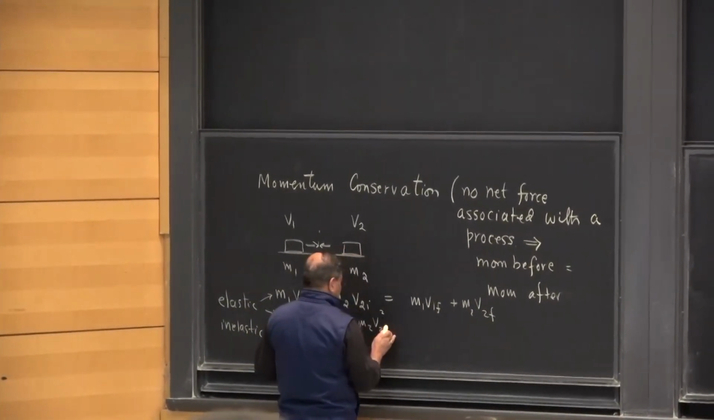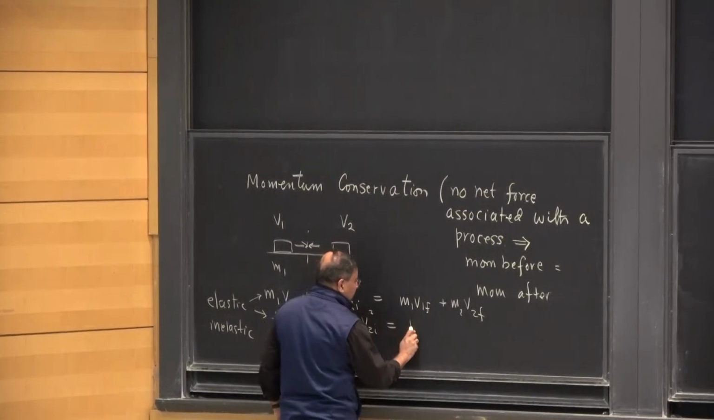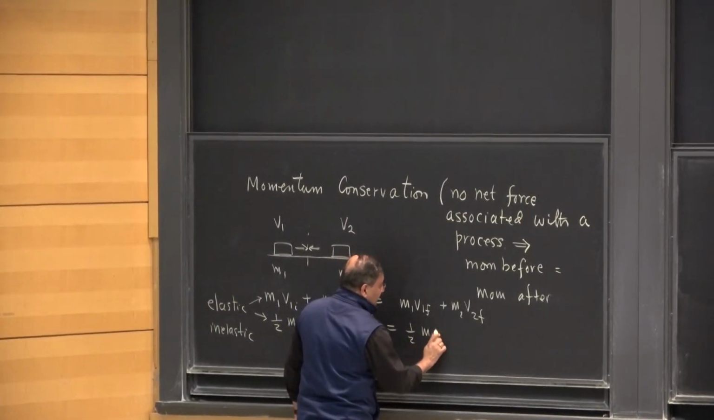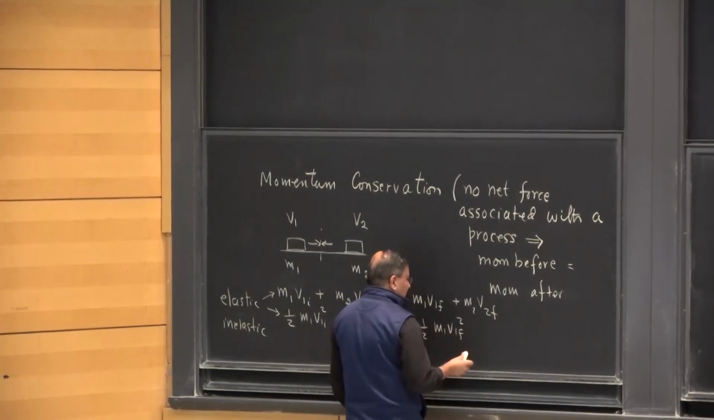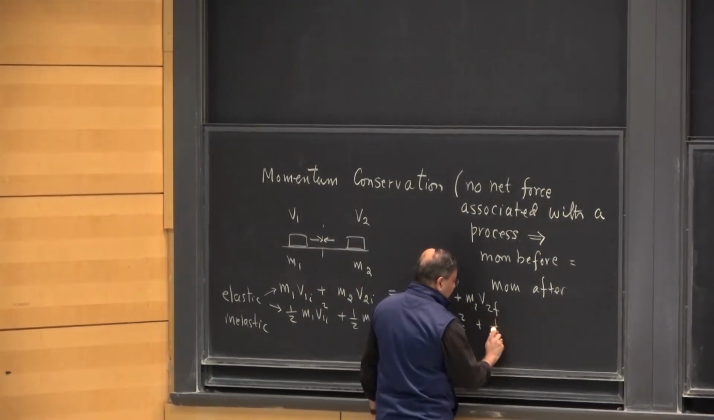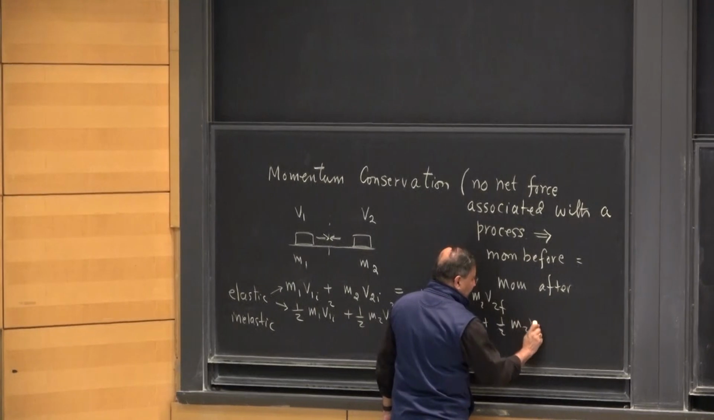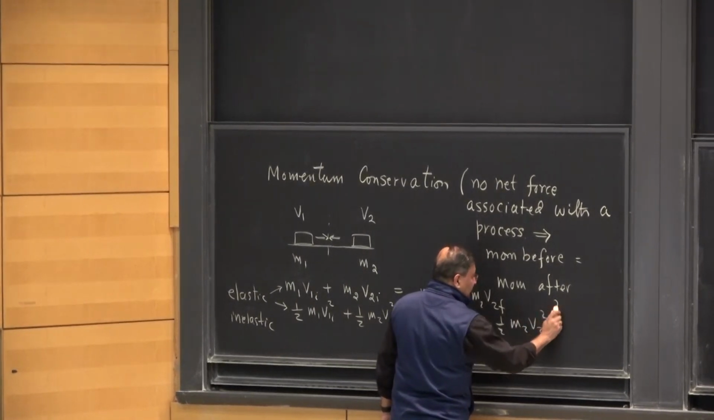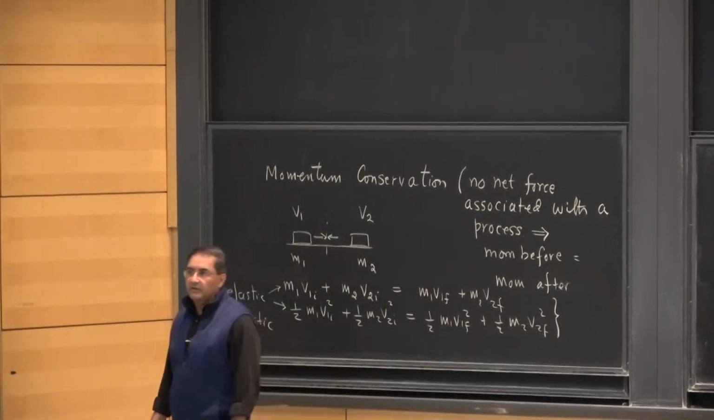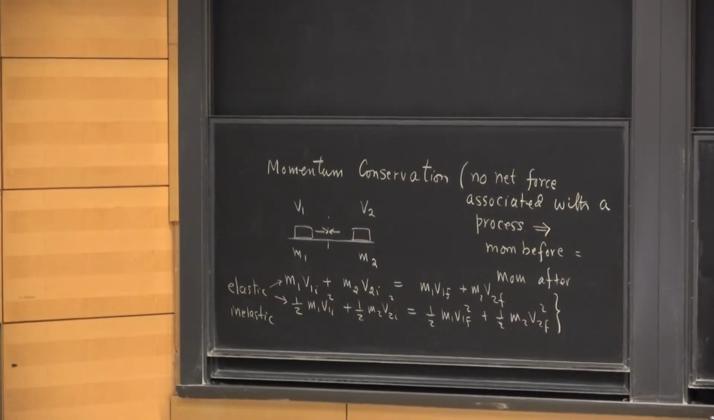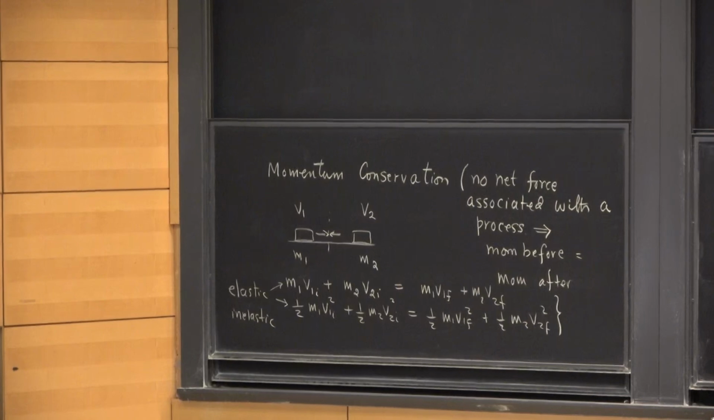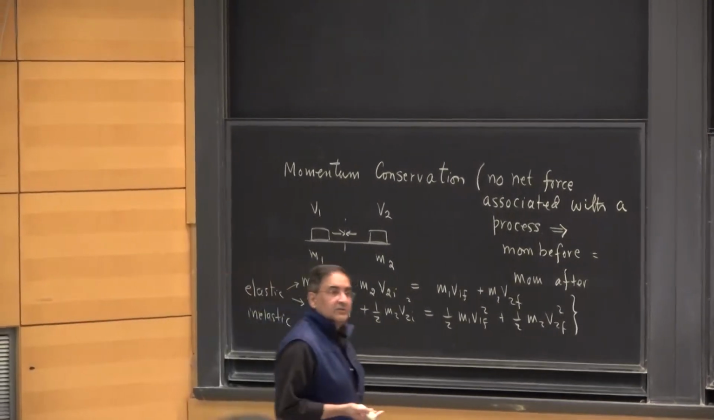And it turns out that this sum must actually be equal to M1 V1 final square, which is the kinetic energy of the first mass post-collision plus the kinetic energy of the second mass post-collision. So these are the conditions that define what we mean by elastic collisions. All right? So as you can see, elastic collisions are actually harder to deal with. Why? Because you have more conditions to deal with.